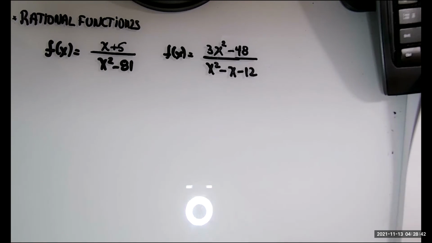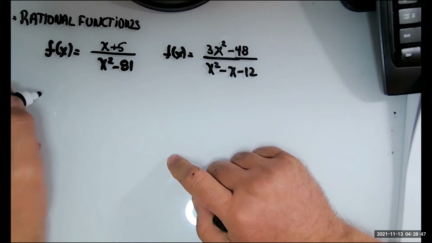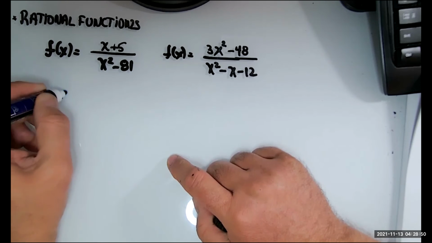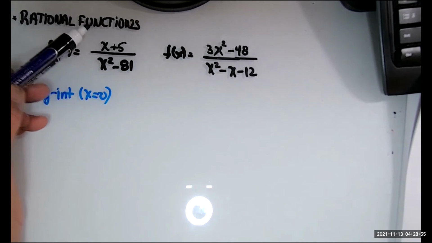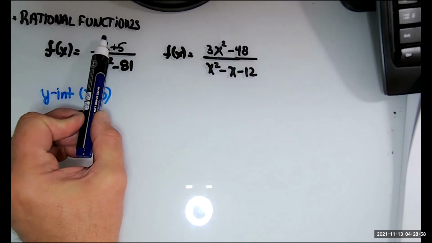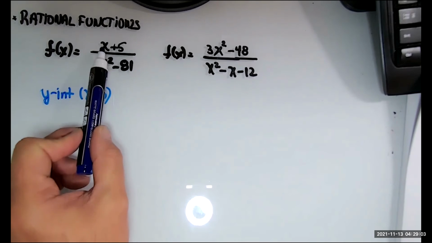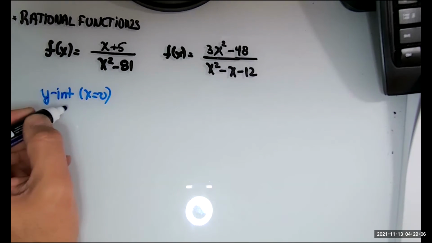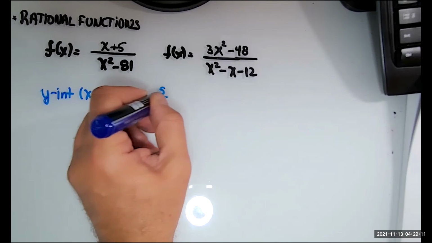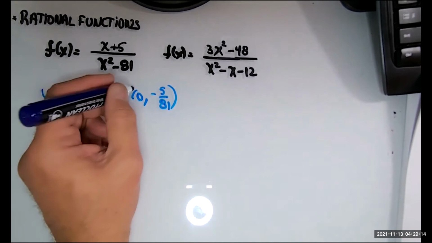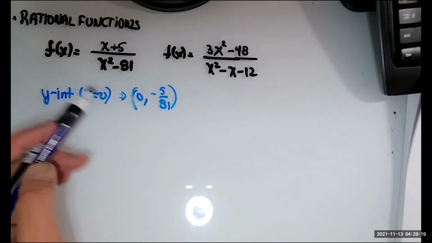Actually, let's call it intercepts. So for the y-intercept, we make x equals 0. This one is easy. We make x equals 0, so the y-intercept will be -5/81. 0 plus 5 is 5, 0 minus 81 is -81. So the y-intercept in this case will be (0, -5/81). Okay? Let's see if we can mentally find the domain, the VA, and the HA.